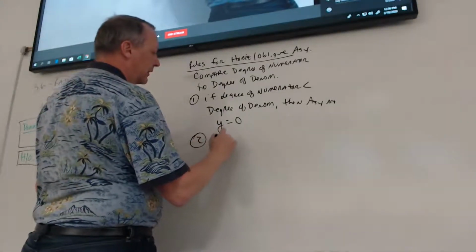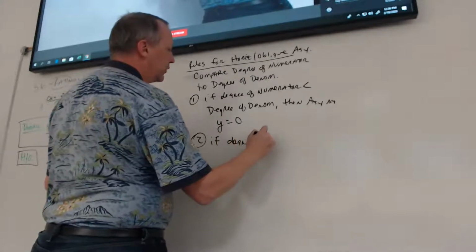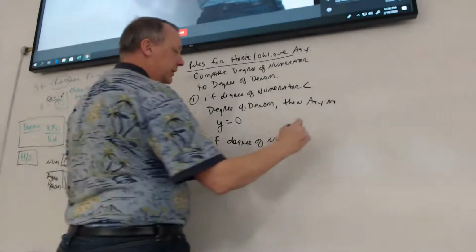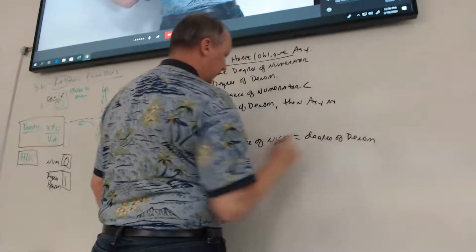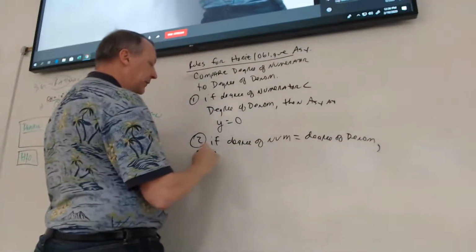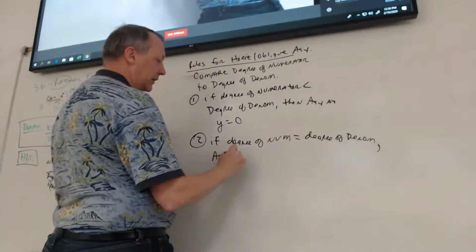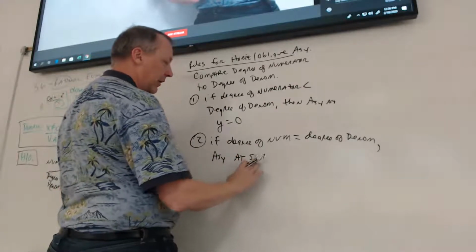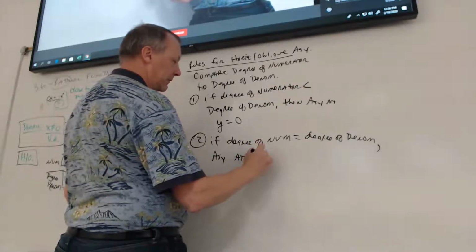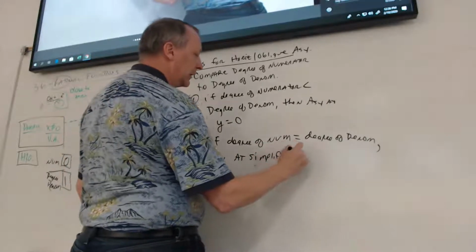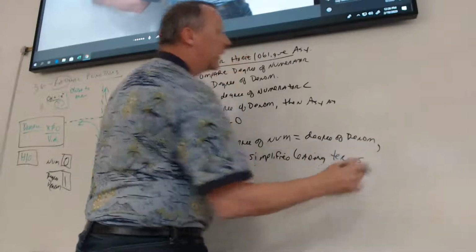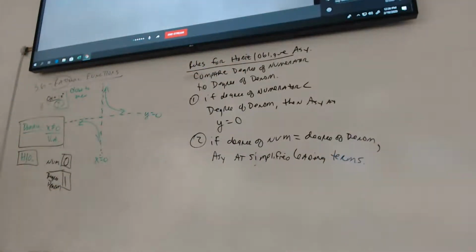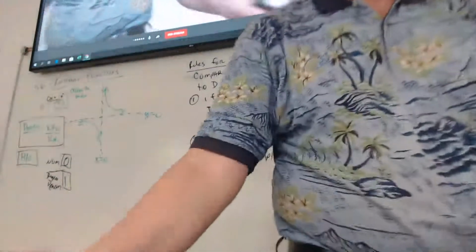If the degree of the numerator equals the degree of the denominator, then you have an asymptote at the simplified leading terms. I'll give you an example of that in just a minute, okay? And then, of course, the other option is rule number 3.